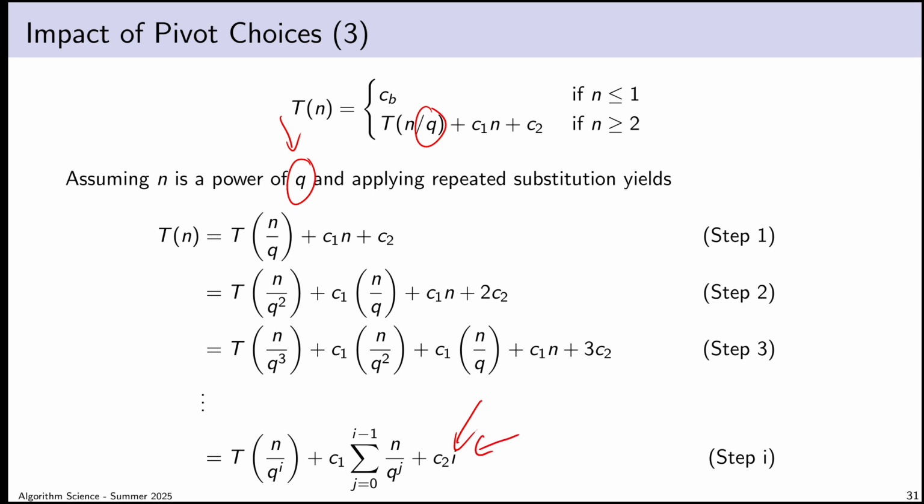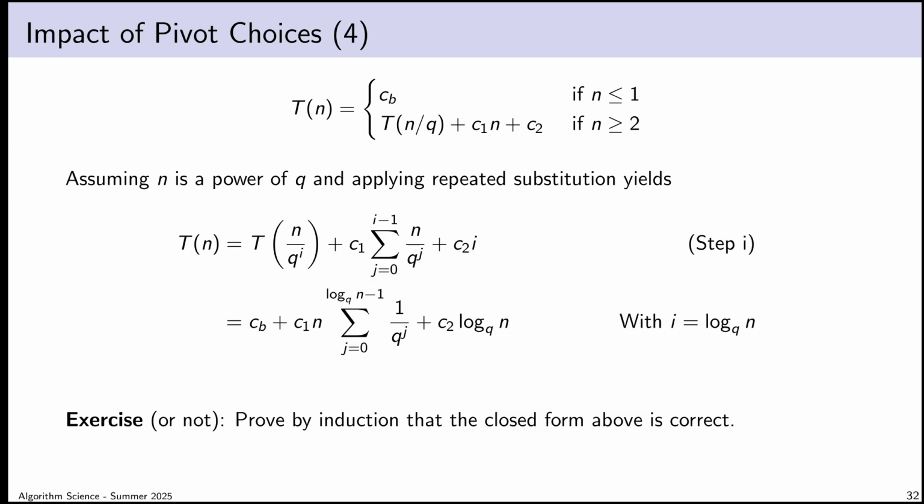So I do this. At step i of my repeated substitution, I end up here. And then if I bring it home, so here's step i, and I realize that to get rid of the recursive call, I have to set i to be log base q of n. And remember, q is greater than 1. So I do that, and I get this closed form.